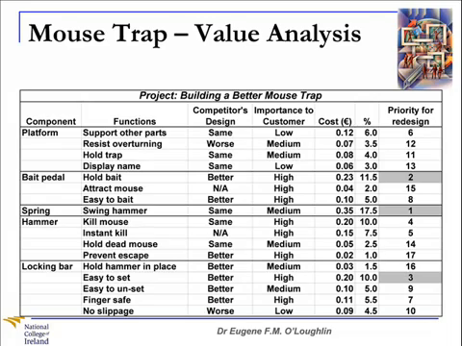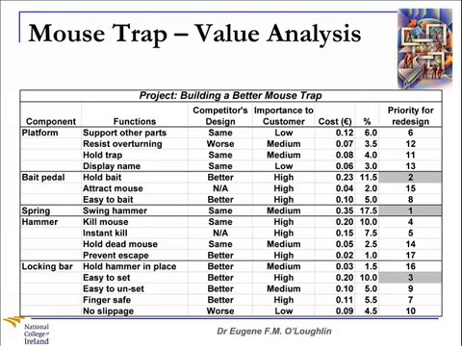In the next column, we look at the importance to customers. And we can do this by doing a customer survey, setting up a customer focus group, or interviewing some key customers to find out the importance of each of the functions that we have identified, how important they are to each customer. So for example, the platform whose function is to support other parts, well, that's of low importance to customers.